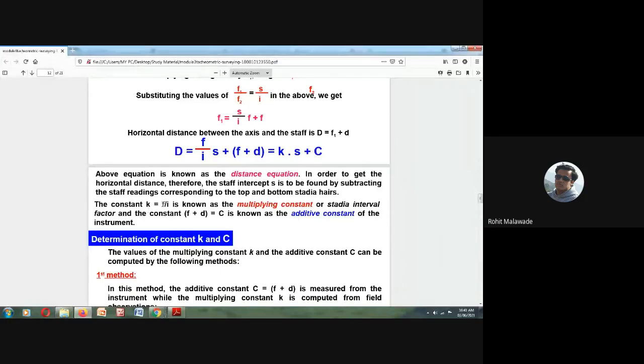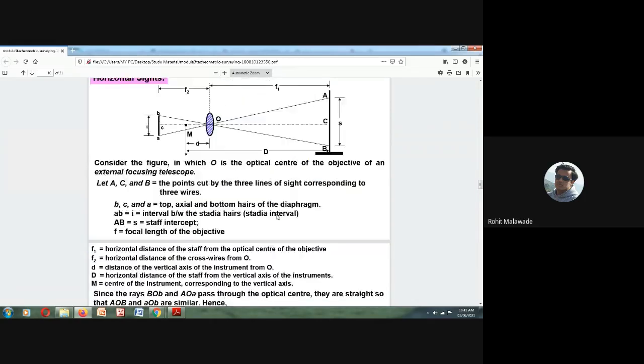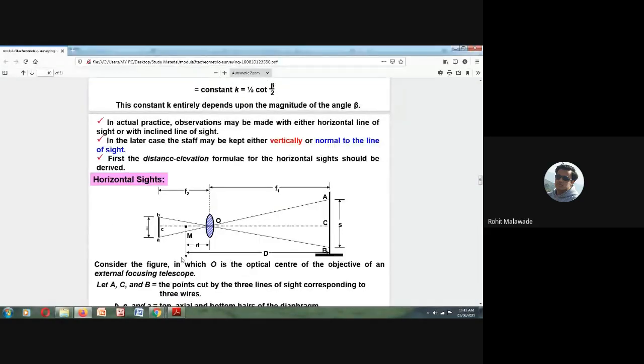K is given by f/i, where f is the focal distance and i is the staff intercept. We will be using the formula D = Ks + C if you want to measure the distance, which is from the trunnion axis to the staff.